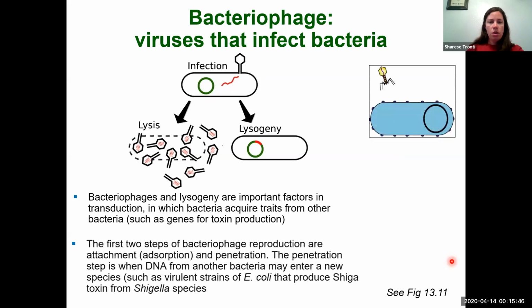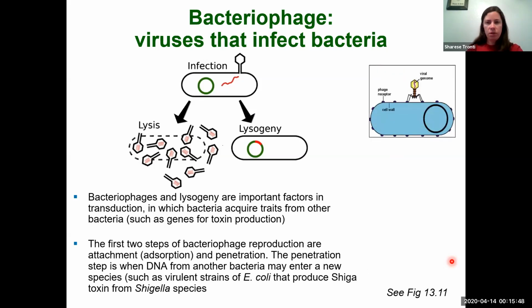So here is a very quick picture showing the difference between those two cycles that we talked about. Viruses can either immediately replicate inside the cell, and that's called lysis, or the lytic cycle. Or a virus can enter into a cell and be dormant, and that's called lysogeny. Now again, remember, not all viruses can do lysogeny, but some of them can.